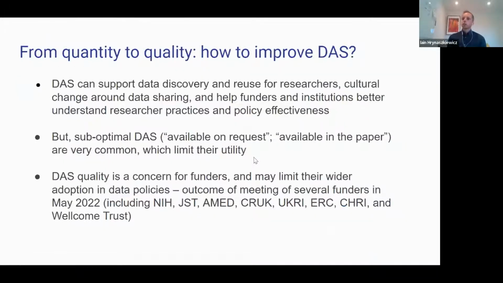But the problem that we really want to explore today is how do we move from quantity to quality? We know that data availability statements, DAS, can support data discovery and data reuse for researchers, for readers. We have observed that they support cultural change around data sharing, and they can also play a specific role for funders and institutions who might wish to better understand researchers' data sharing practices and to understand the effectiveness of policies on research data sharing.